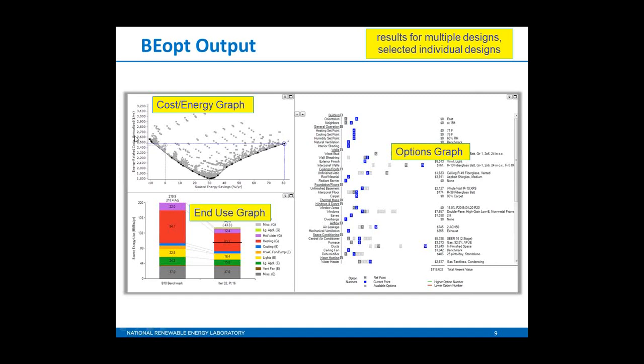But essentially, it's a curve where the y-axis is energy-related costs, so it's a cost metric. And on the x-axis is energy savings. So ideally, you'd like to be as far to the right, as much energy savings as possible, and as far down as possible, so the most cost savings as well.